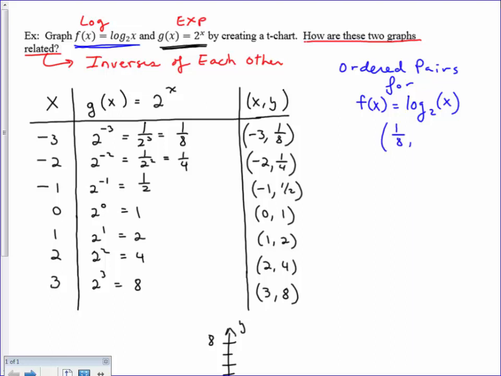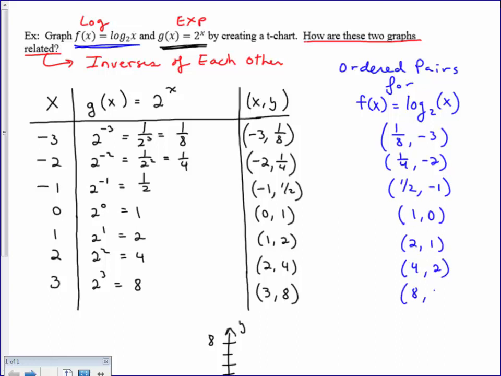So 1/8 and -3, 1/4 and -2, 1/2 and -1, 1 and 0, 2 and 1, 4 and 2, and finally 8 and 3.